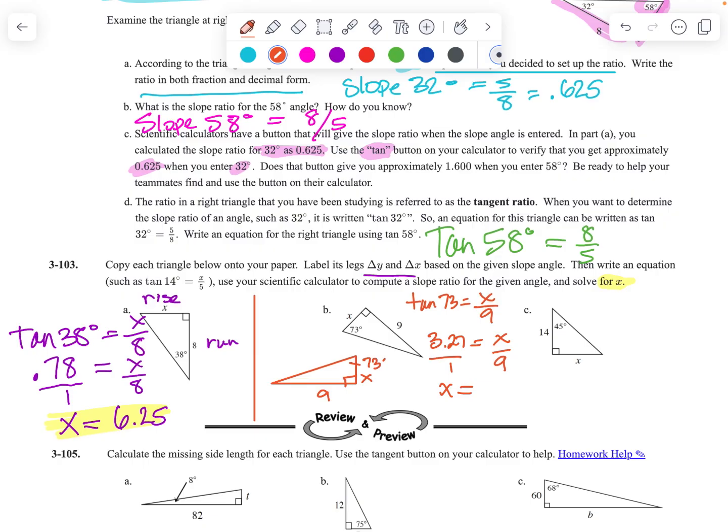Why do I have 12? Oh, again, I'm looking at the wrong one. 9. Okay, 3.27 times 9 is 2.75. That's not right.